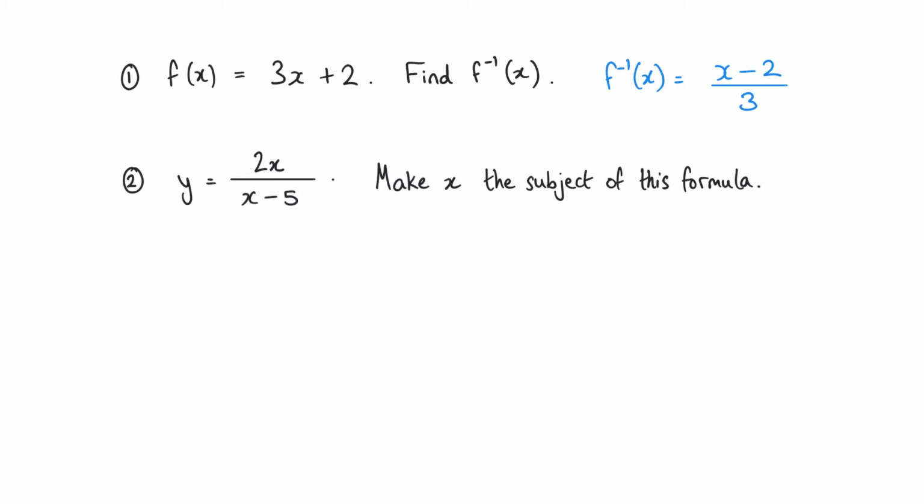For the second question, you should have found that x equals 5y over y minus 2. If you weren't sure about how to do this one, you need to go back to topic A5a, part 3 in particular. But you might need to go back a bit further to part 1 and part 2 of A5a if you need to build up to doing questions like this.